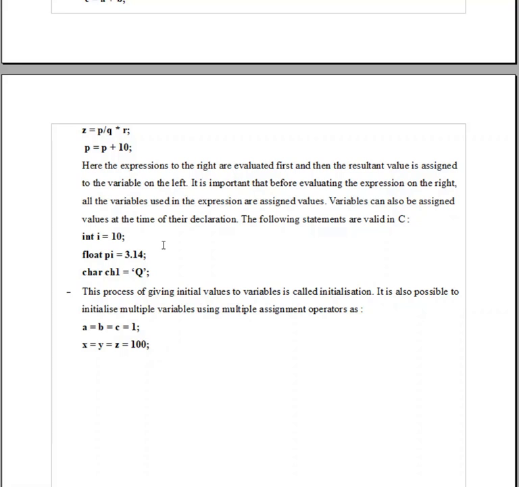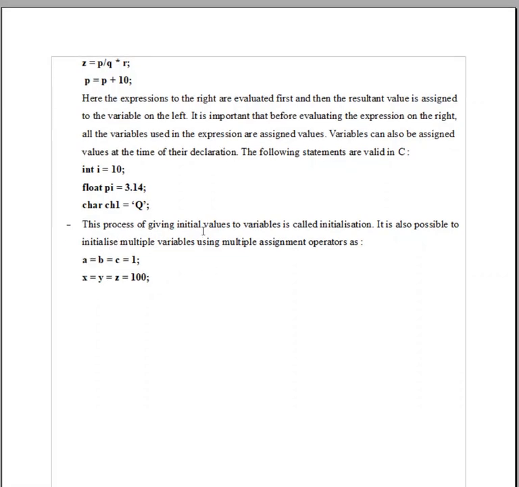Float pi: we have declared a variable with the data type float, the name of the variable is pi, and to it we have assigned the value 3.14. In the same way, in another line we have declared a variable ch1 with the data type char, and to it we have assigned the value q. The process of giving an initial value to the variable is called initialization. So this step is called declaration and initialization.